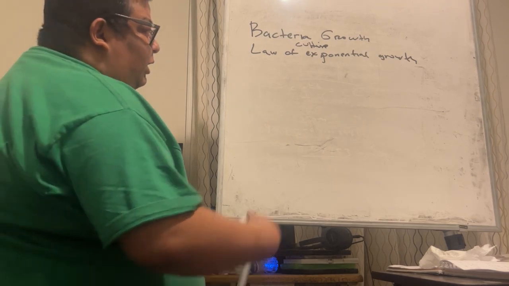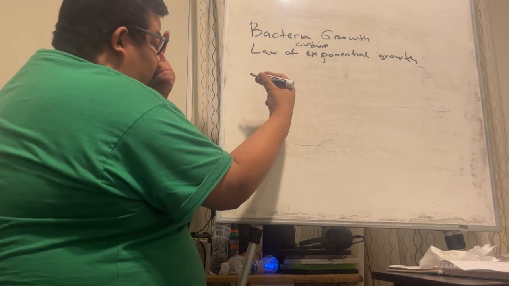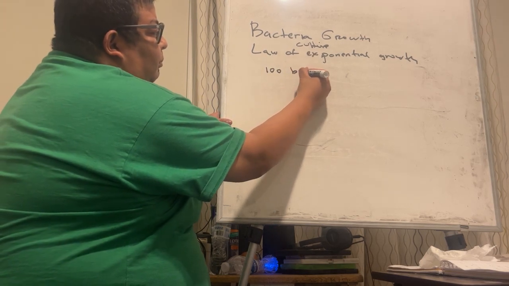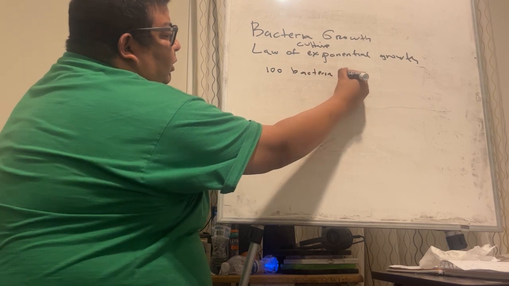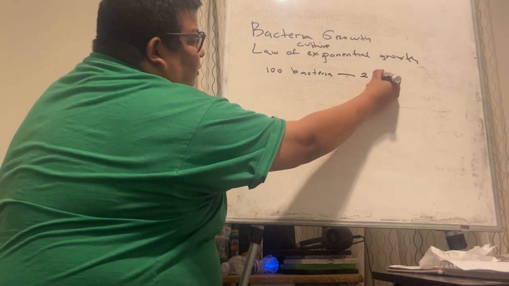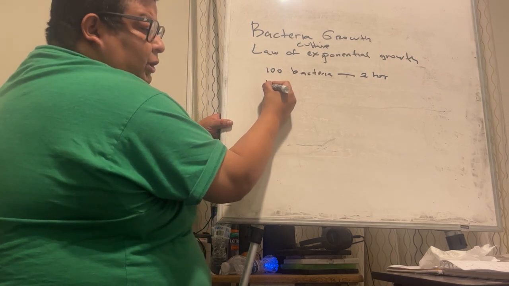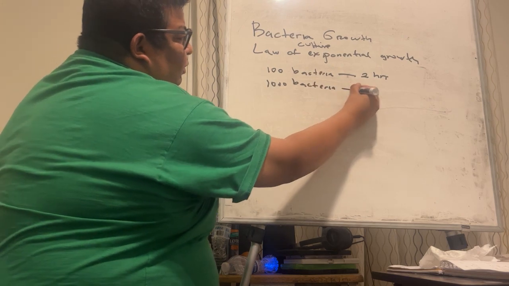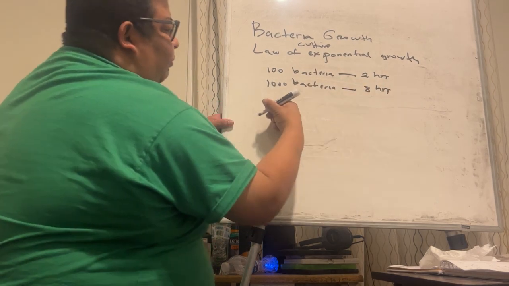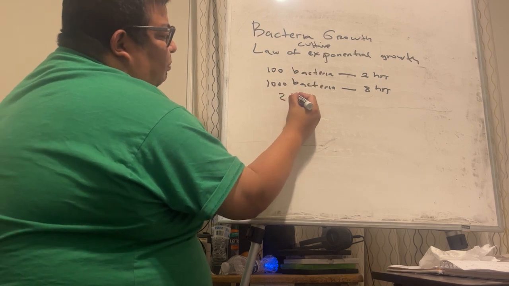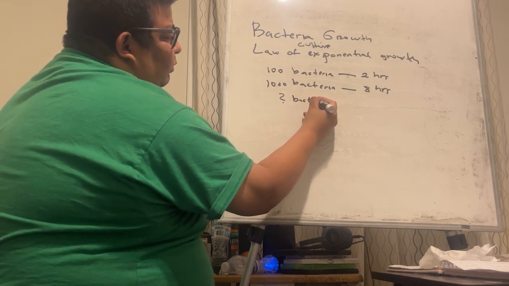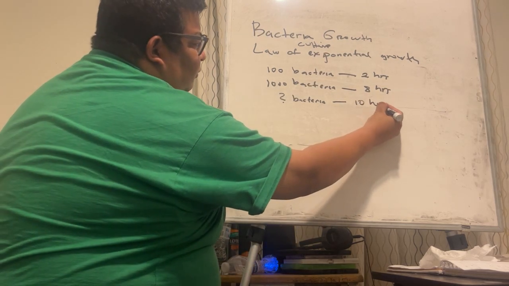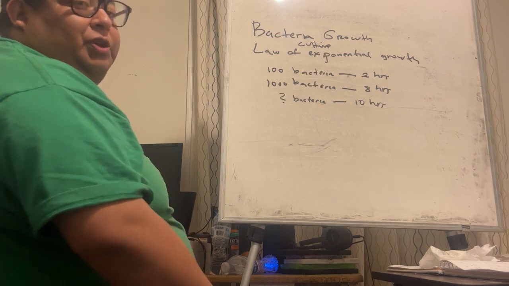Let's say there are 100 bacteria in 2 hours, and then there are 1,000 bacteria after 8 hours. And then I want to find out how much bacteria there will be after 10 hours using the law of exponential growth.